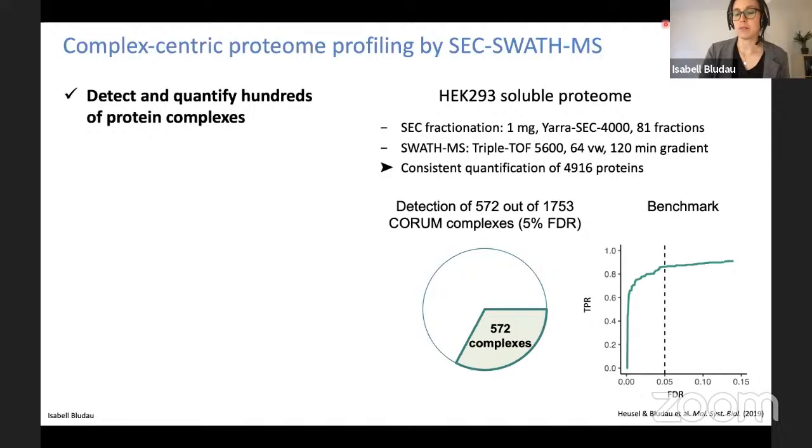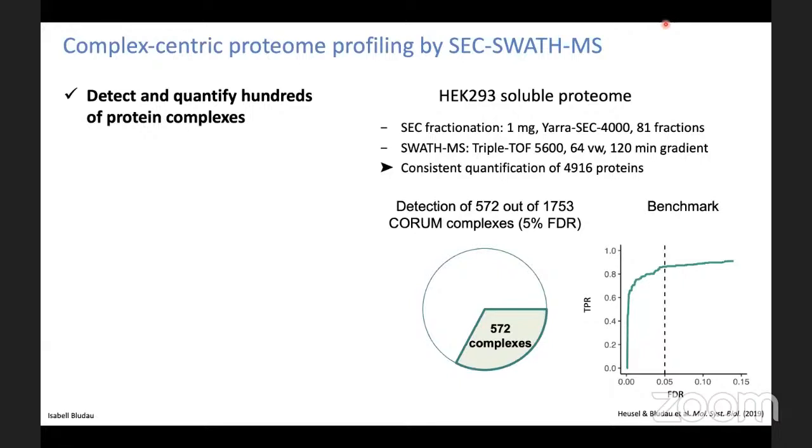And there is a question. Yeah. So when your output is a continuous area under the curve value for the presence or absence of a peptide, for example, output of Skyline, how do you define if the peptide was present or absent in the fraction?